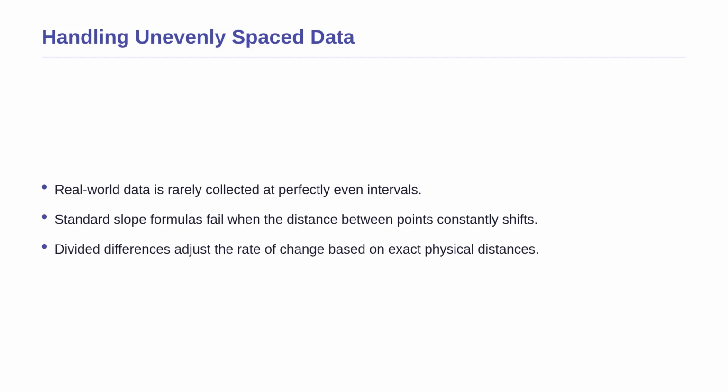Now that we understand the premise, let us look at why this concept matters. In the real world, data is rarely perfectly spaced. Weather stations miss readings, and stock markets have irregular trading times. If we want to measure how fast something is changing across these random intervals, standard slope formulas fall short. A divided difference is a customized mathematical operator. It calculates the rate of change by adjusting itself based on the exact physical distance between each specific pair of points. This ensures our calculations remain accurate no matter how scattered our measurements might be.